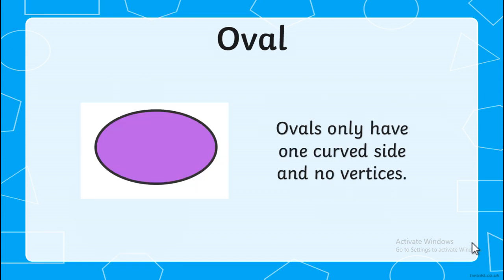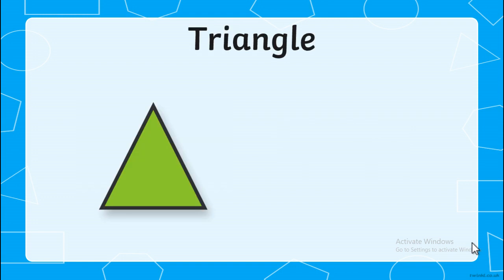But the oval shape, it's not perfectly round. It's also curved, and it has no vertices, but it's not perfectly round. This is the oval. Now a triangle, how many sides does it have? Does it have straight or curved? How many vertices does it have?